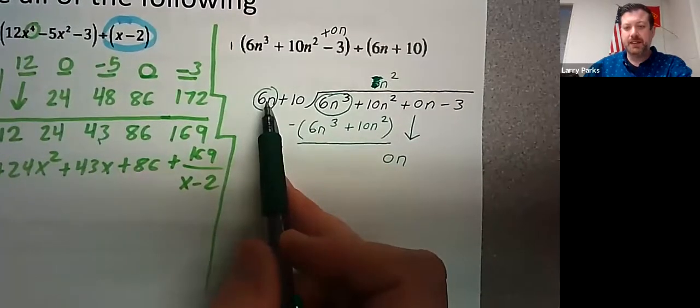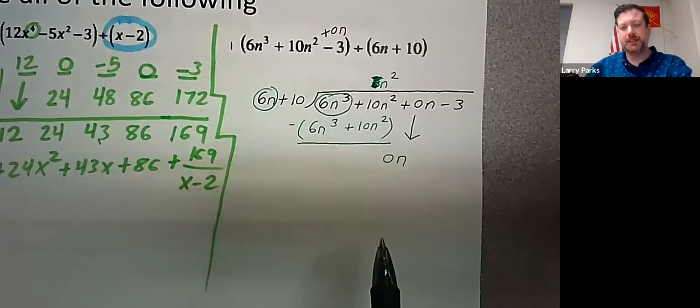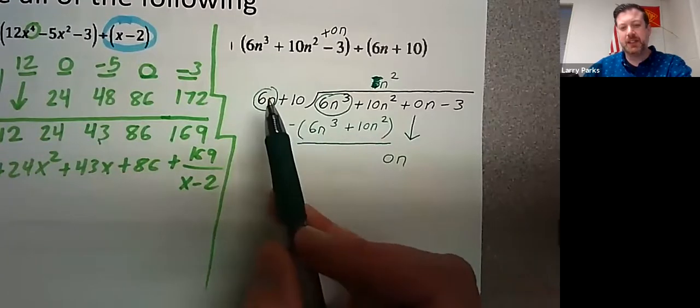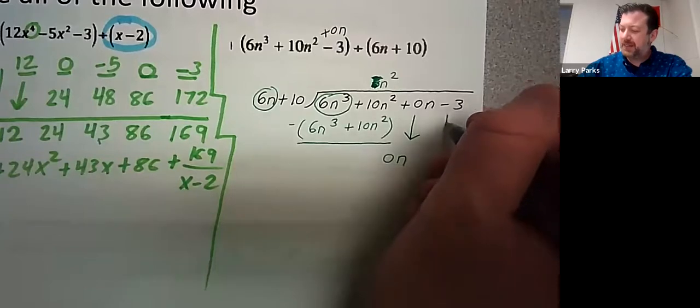6n times what is 0n? Well, I haven't seen a problem like this in a long time. Because this is 0n and there wasn't anything left over, we're not going to use this one either. So let's bring down the -3.